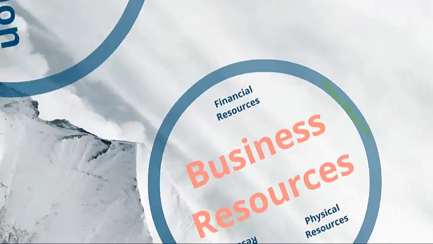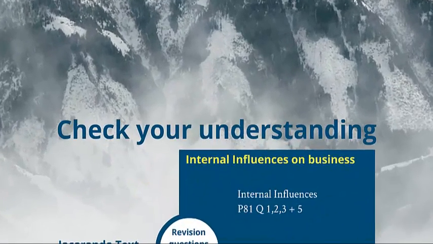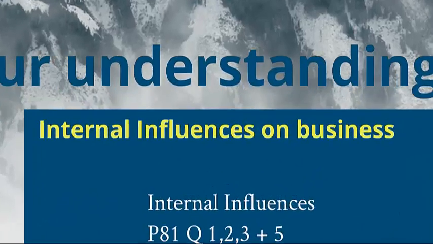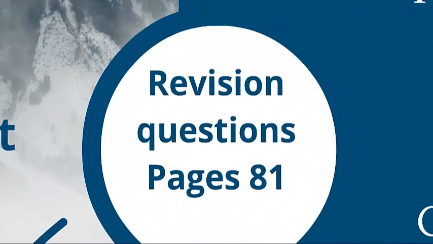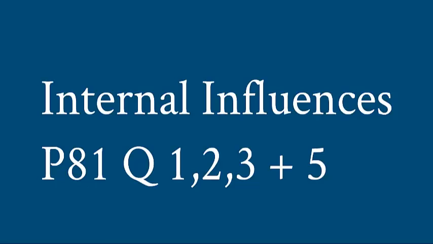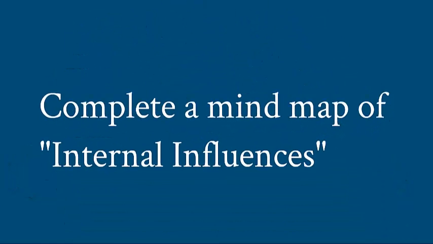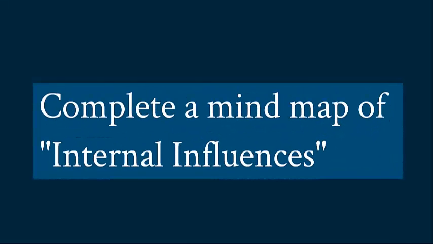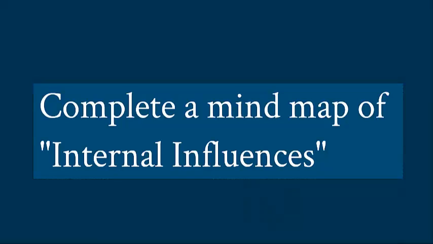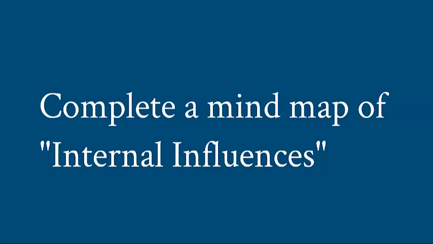Now I'd like you to check your understanding on internal influences of business. That's on page 81. What I'd like you to do is questions 1, 2, 3 and 5. As well as that, it will be very useful for you to complete a mind map of internal influences. Pause here, and make sure you understand those things before you go on to the next section.